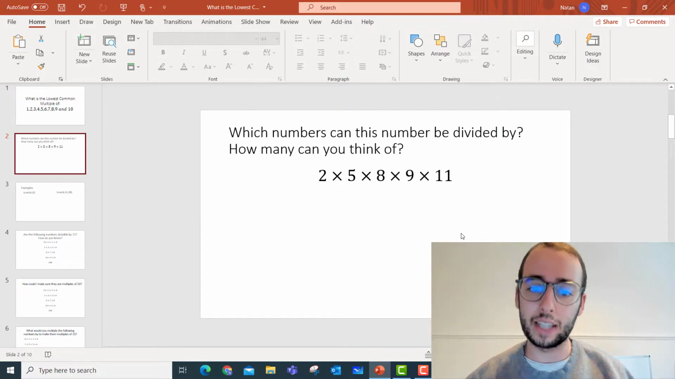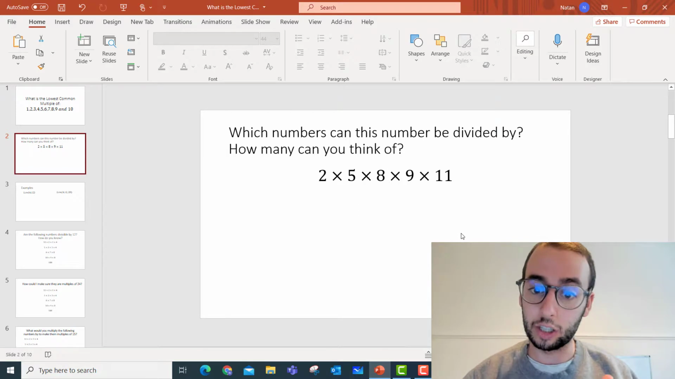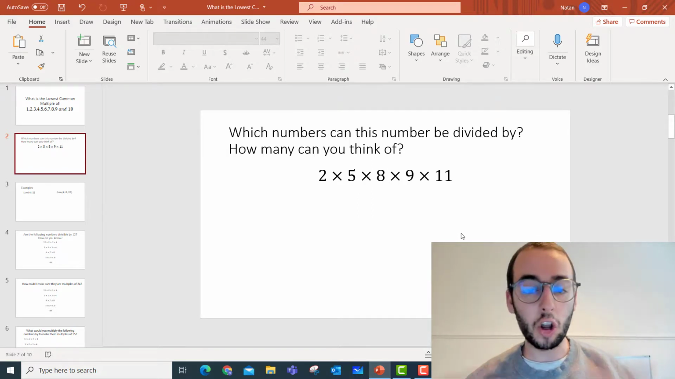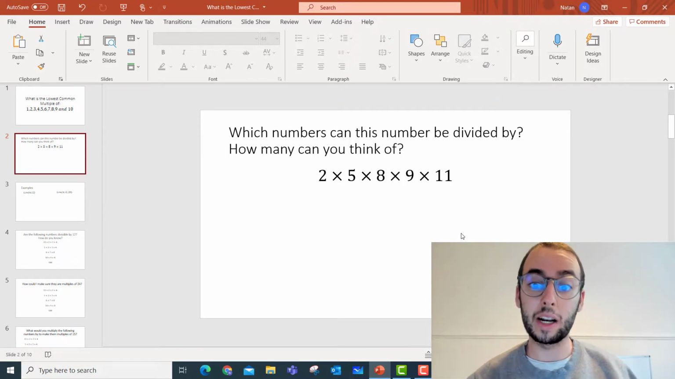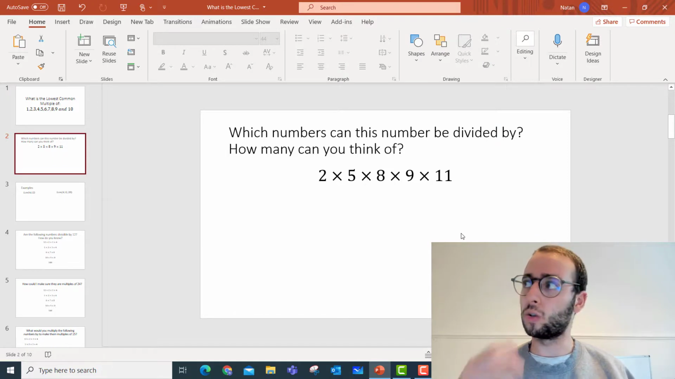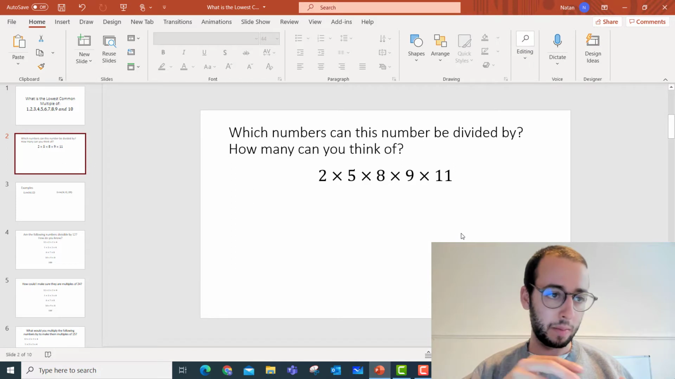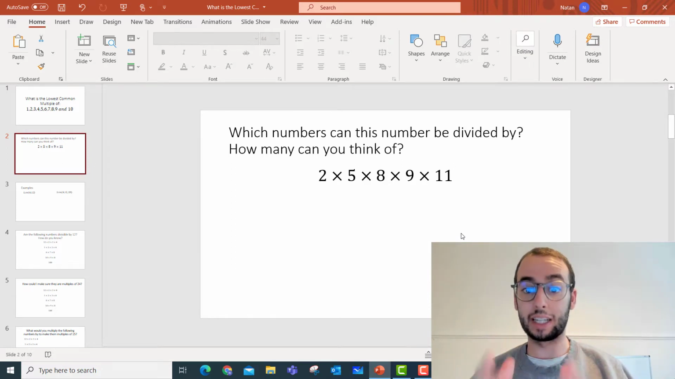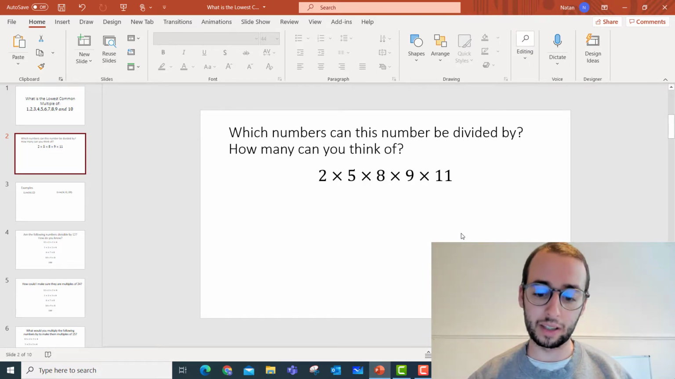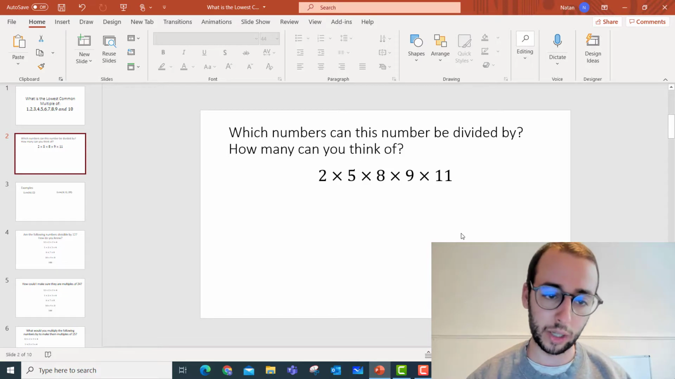but then also things like 10 and 40 and 72 and 99, and there are so many ways that you can have so many numbers that this can be divided by, and then you can talk about how everything you've just done means that this number here, 2 times 5 times 8 times 9 times 11, is a multiple of those numbers, and that's a really nice way to set up the later stuff we're doing.